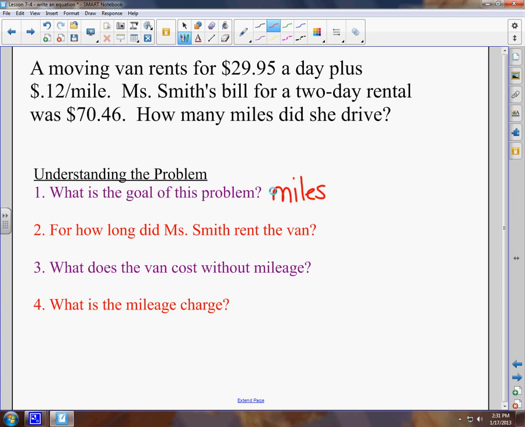For how long did Mrs. Smith rent the van? So you've got to remember that. 2 days. And they told us it was $29.95 a day. And what does the van cost without mileage? So that would be the $29.95 a day. And what is the mileage charge? 12 cents a mile.